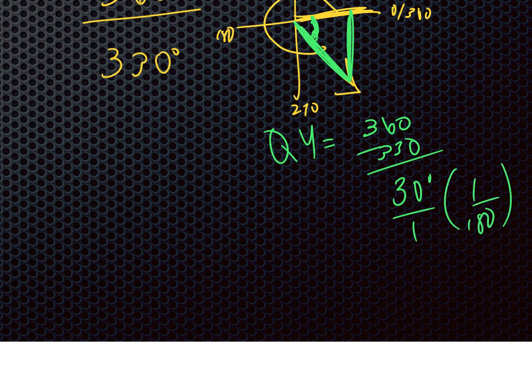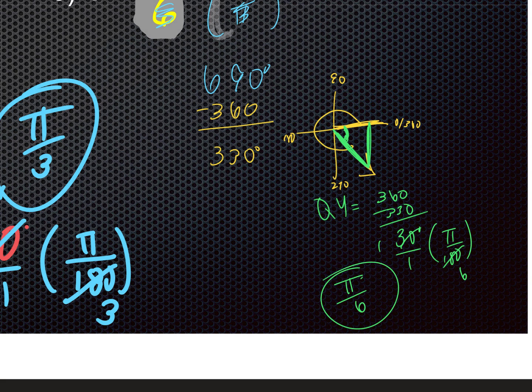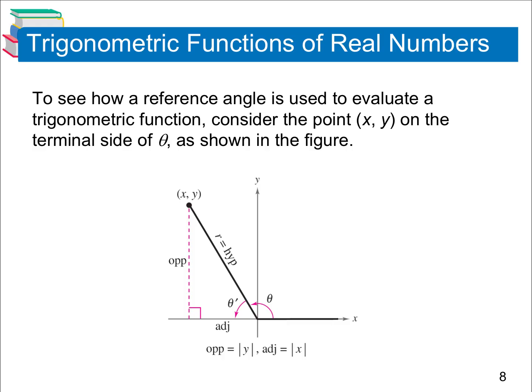I convert this to radians. 30 goes into 30 once, 30 goes into 180 six times. So my reference angle would be pi over 6. So it's pretty simple. Just remember, we don't ever use 90 or 270 in our calculations. It's always the angle minus 180, 180 minus the angle, or 360, because we're drawing our vertical lines to the x-axis. So now we're going to see how you can use a reference angle to evaluate trig functions.